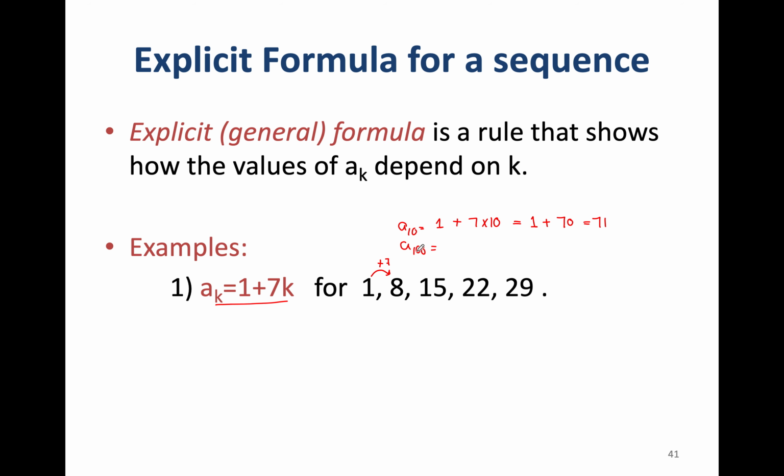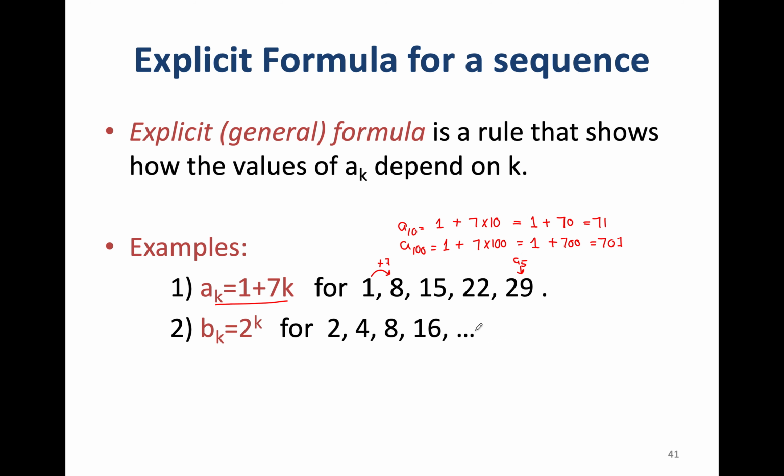Let's check the 100th term of the sequence. So we get 1 plus 7 times 100, and this is equal to 1 plus 700, which is equal to 701. Keep in mind that this is a finite sequence where the explicit formula stops here, which is the 1, 2, 3, 4, 5, the 5th term. The second sequence is infinite and continuous, so we can use the explicit formula in order to find any term in the sequence.